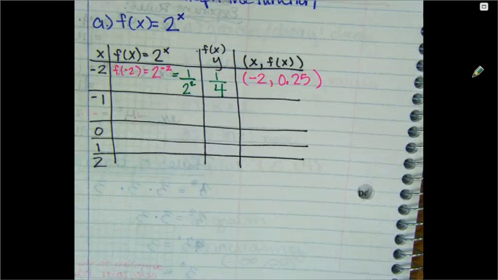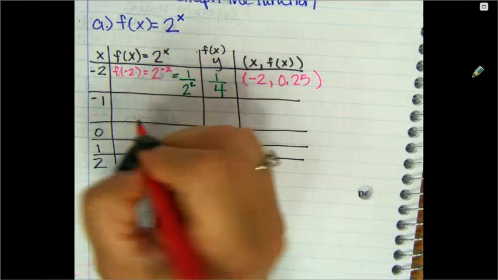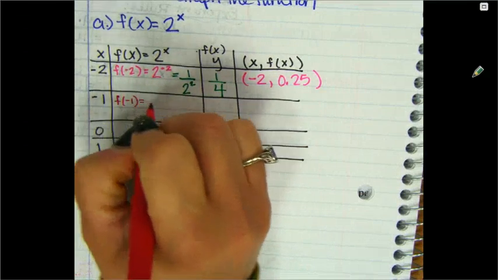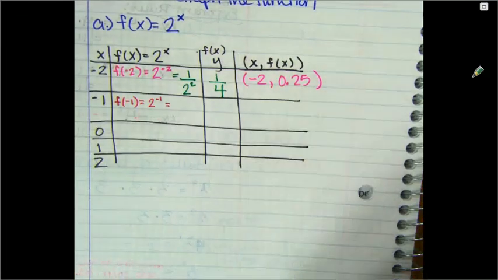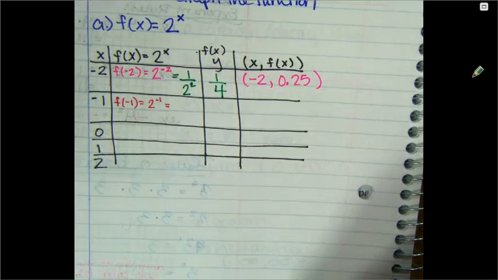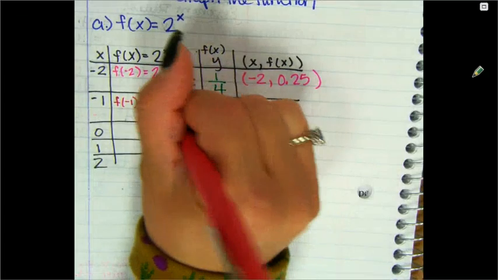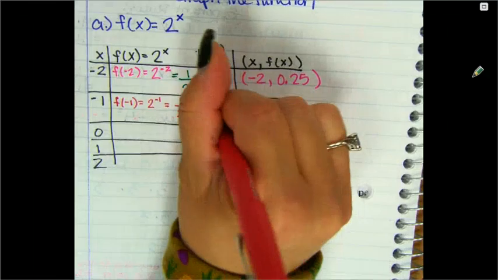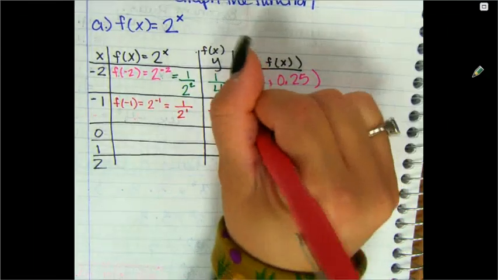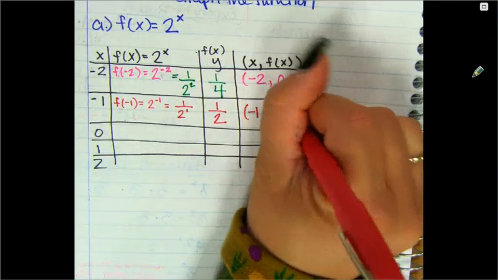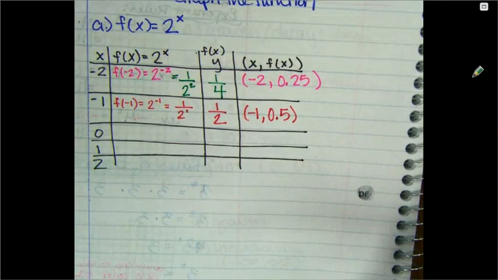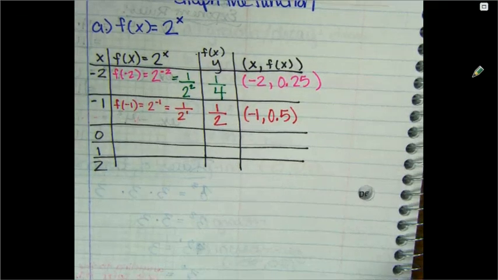All right, go ahead and do -1 for me. What does 2 to the -1 rewrite to be? 1 over what? 1 over 2 to the first, which is 1 over 2. And what is 1 over 2 as a decimal? 0.5, very good. Okay? Everyone should be able to do 0 power. Go ahead.